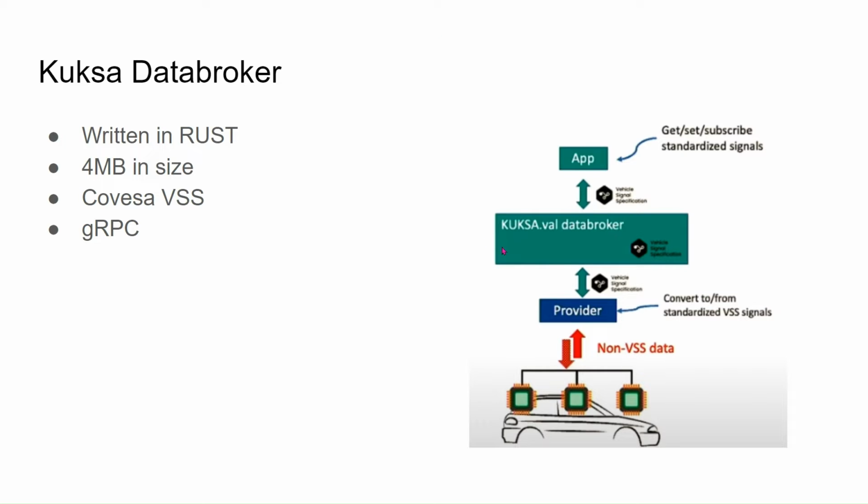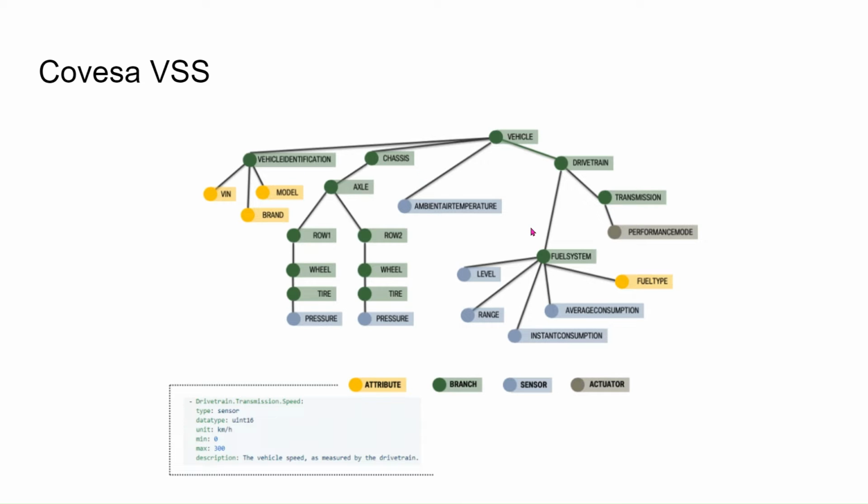So this is what I was explaining. Here we can see the non-VSS data, which is converted in the provider part. The provider publishes the data to the Kuksa data broker, and the Kuksa data broker sends it off to any other application which subscribes to it. And this is the Covesa standard.